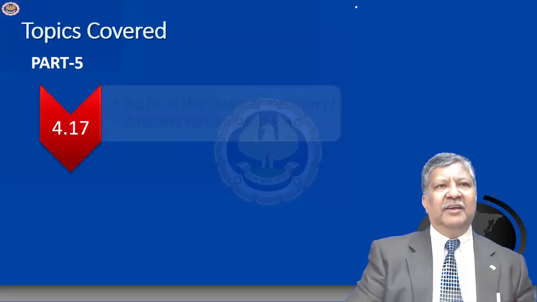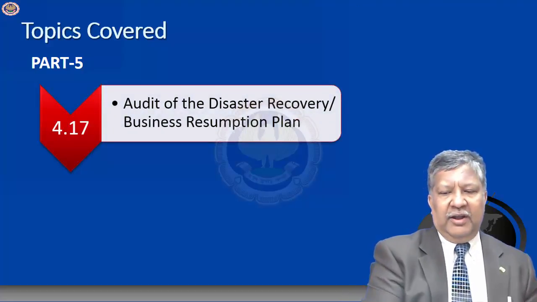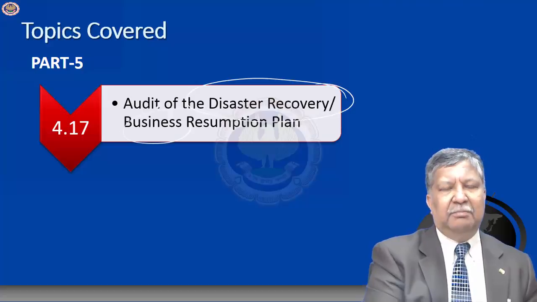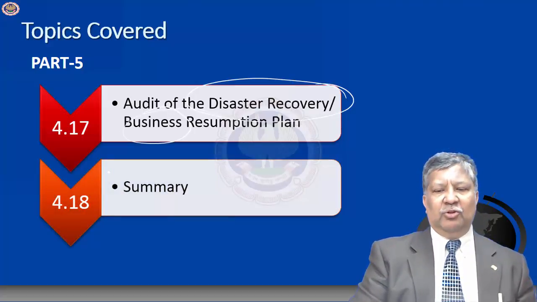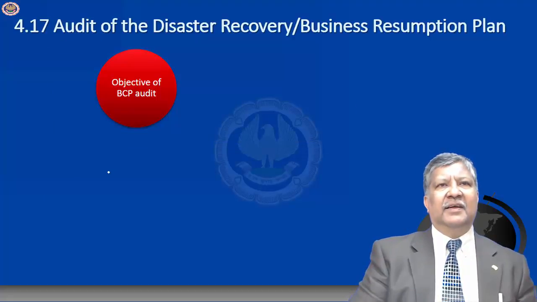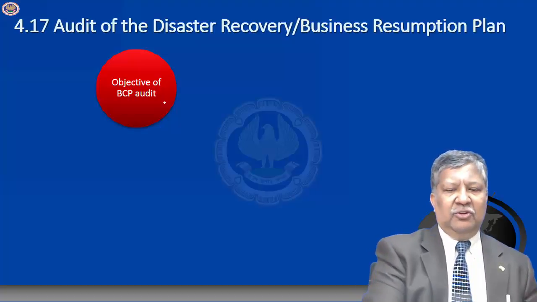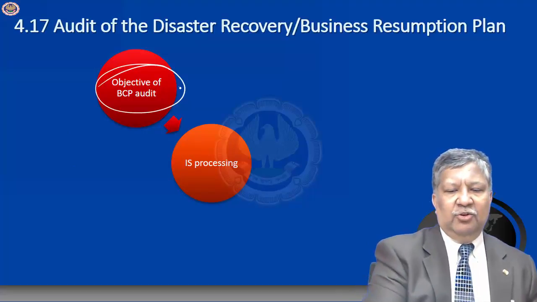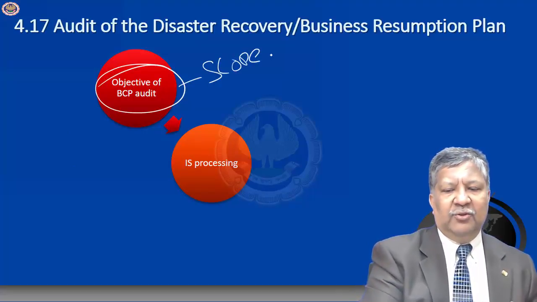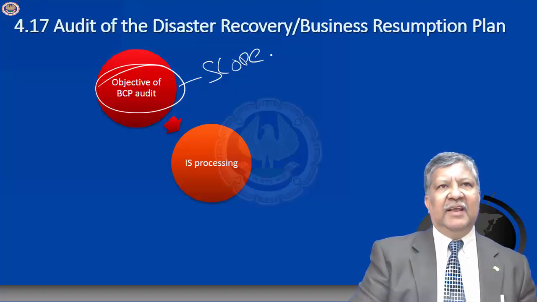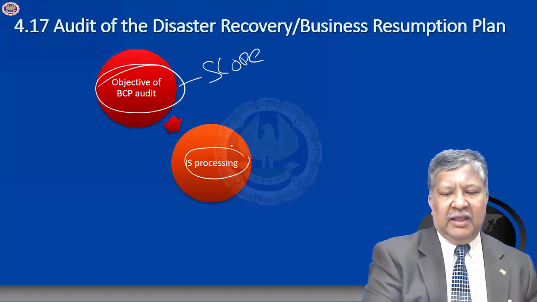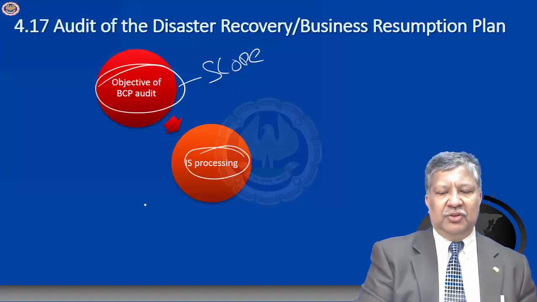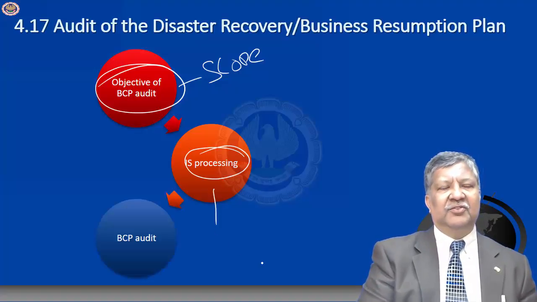Now, what are the aspects you're going to cover in this presentation? One, how do you audit a disaster recovery or a business resumption plan? And next, we'll also have an overview or a summary of what is covered in this chapter. How do you audit a business continuity plan or a business resumption plan or a disaster recovery plan? The most important thing, the first starting point, is to set the objective. Based on the objective, you also need to define the scope. What are going to be the deliverables? For example, in the case of a disaster recovery plan, the fundamental area of focus is the information system processing, which means you will be looking at the technology infrastructure.